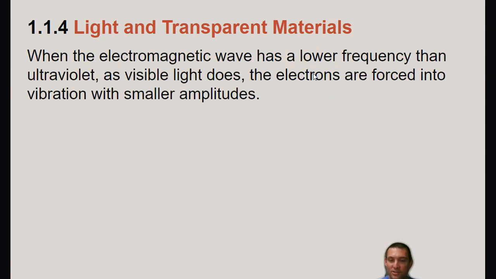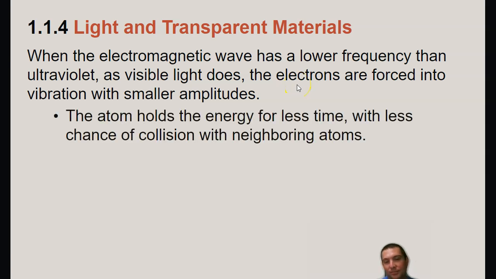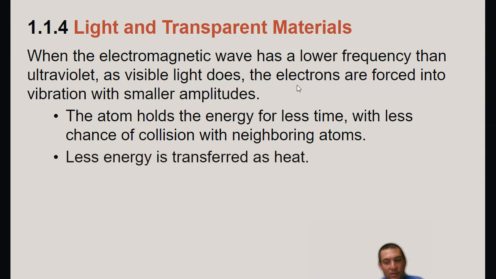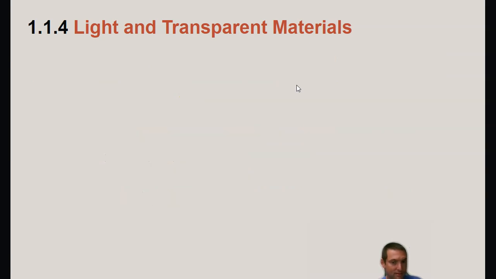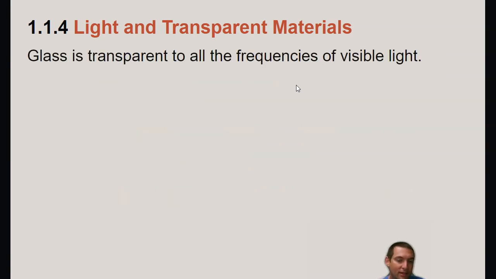When the electromagnetic wave has a lower frequency than ultraviolet, like visible light, the electrons are forced into vibration with smaller amplitudes. The atom holds the energy for less time with less chance of collision with neighboring atoms. Less energy is transferred as heat. The energy of the vibrating electrons is re-emitted as transmitted light. Glass is transparent to all the frequencies of visible light.